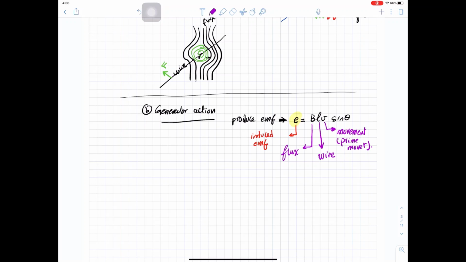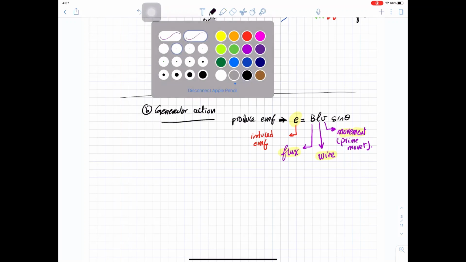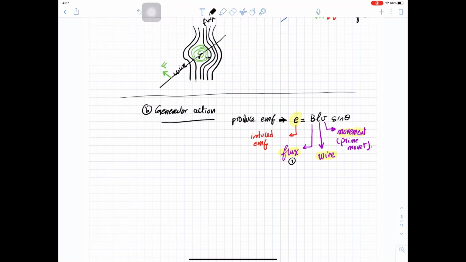That's it. So the three components you need to build a generator are flux, wire, and movement. So these are the three components that we need to have. So flux, a wire, and a movement. If you have the three components, the flux, the wire, and the movement, you are generating voltage. And these are the components in any generator.